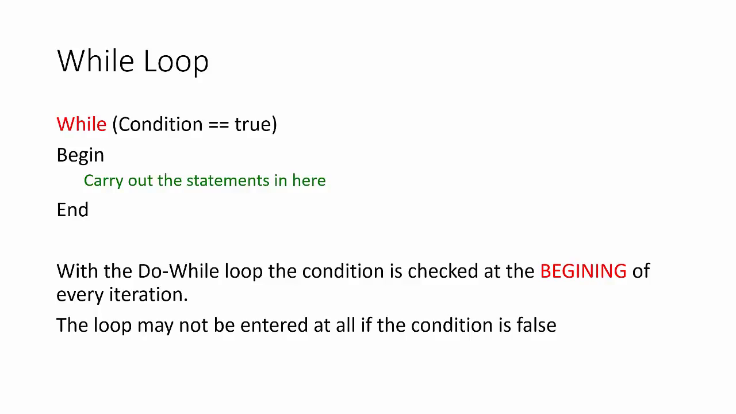Now, in each of these loops, we decide whether we want to go round the loop again using a Boolean comparator. Okay, so in a while loop, we check a condition to see if it's true or not before going into the loop. If the condition is true at the start of the loop, then we go ahead and do the code inside the loop, and then we check again to see if we want to go around the loop again. With the while loop, the condition is checked at the beginning of every iteration. The loop may not be entered into at all if the condition is false.